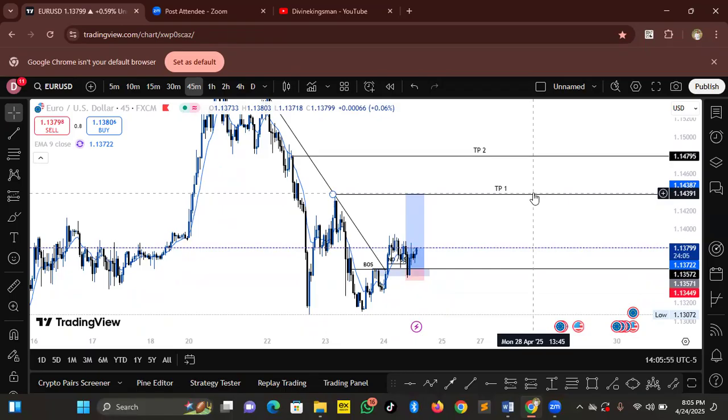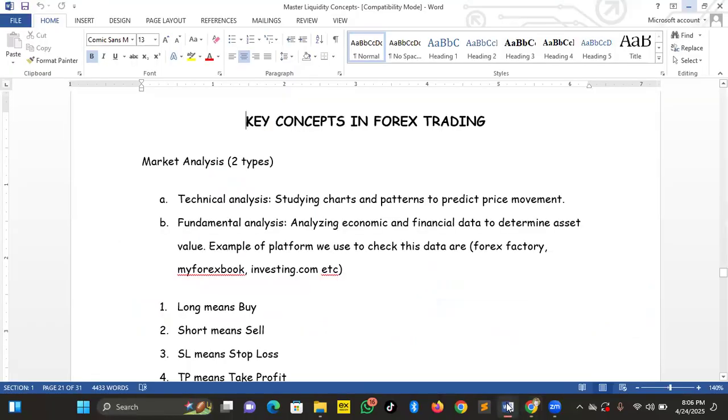You are studying your chart. So this is me now studying my chart, and then studying patterns. I see here: studying charts and patterns to predict price movement.